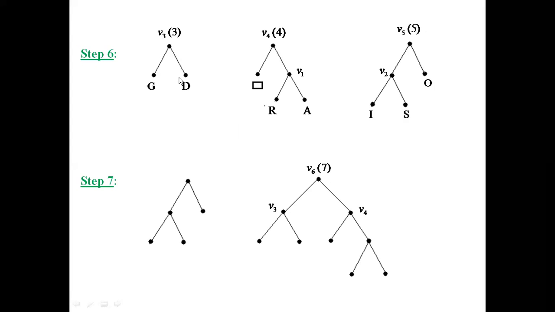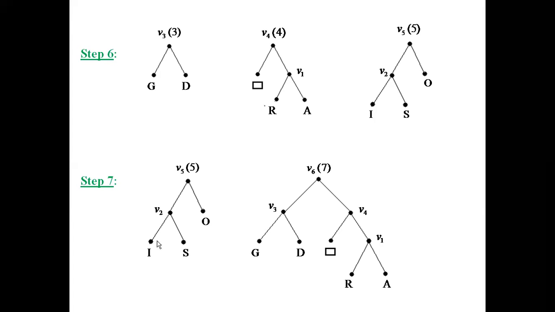Whatever left subtree is there, we retain it on the left, and whatever right subtree is there, we retain it on the right side. V3 already has the children G and D, V4 has children space and V1, V1 has children R and A, everything as it is. V5 with its children and grandchildren is kept as it is, undisturbed.